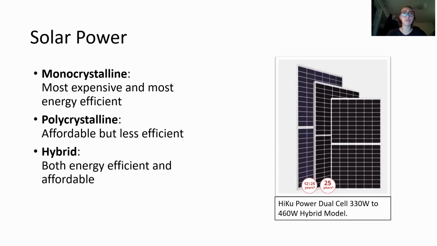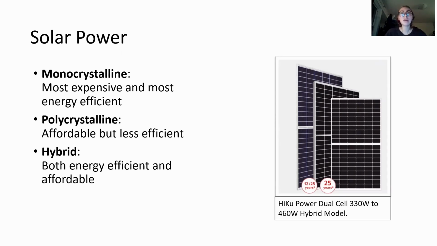Since it has been decided that solar power will be the method of electricity generation, it's important to look at the variety of solar panel models available. The models available fall under monocrystalline, polycrystalline, and a hybrid of the two. Monocrystalline is more expensive and more energy efficient, while polycrystalline is the more affordable and less energy efficient option. However, there are hybrid models that allow for a good median between energy efficiency and affordability.